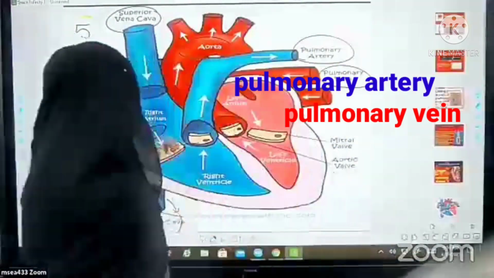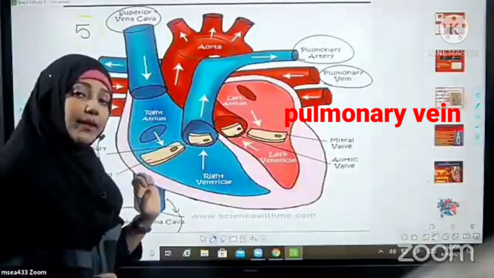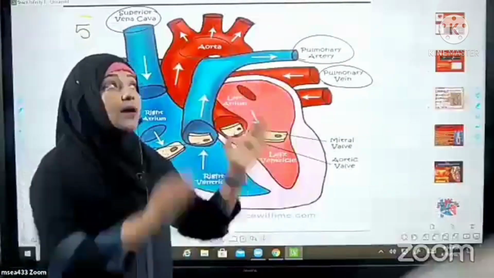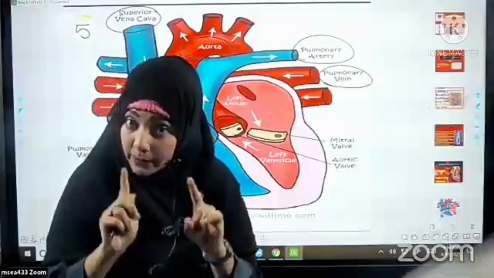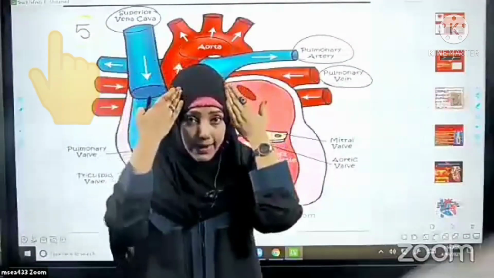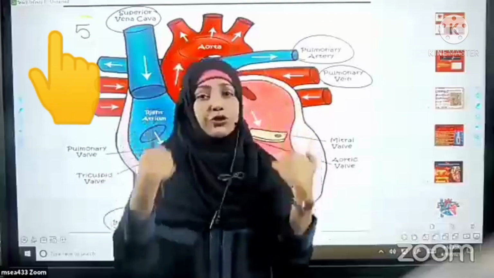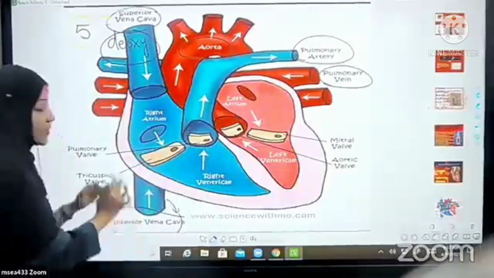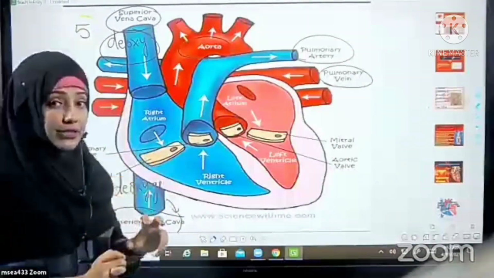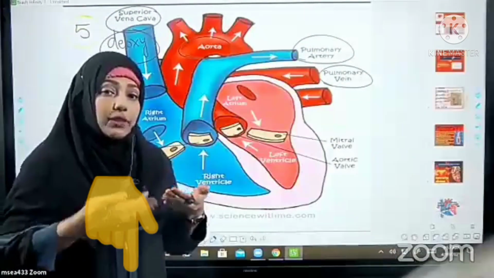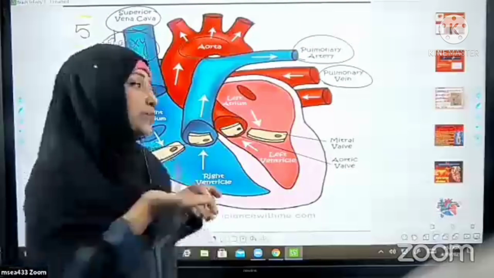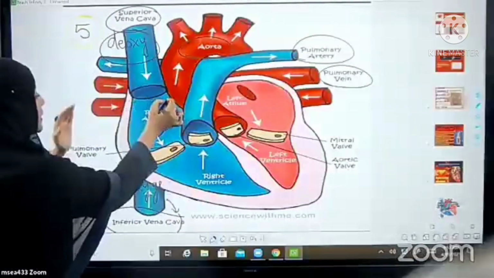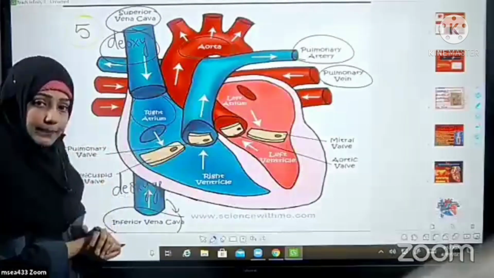Let us see now what is the work of the superior vena cava. The superior vena cava collects the deoxygenated blood, the impure blood, from your head, your neck, and the upper portion of the body. The inferior vena cava also collects deoxygenated blood from the lower portion of the body, your limbs, your hands, your stomach. And this blood is collected in the right atrium.